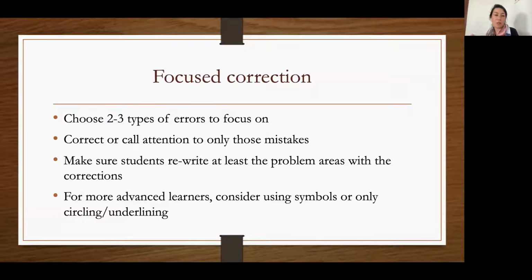And then this was mentioned earlier. Sometimes, especially for low levels, we can cross off the answer and write the correct answer in. But when we're working with higher, intermediate and advanced learners, we want to do things like circle or underline, and maybe offer some symbols like "tense" or T for verb tense. Because the idea is that students should be figuring out for themselves what the error is and how to fix it. If we just give them the answers, they're not really going to learn very much from that.